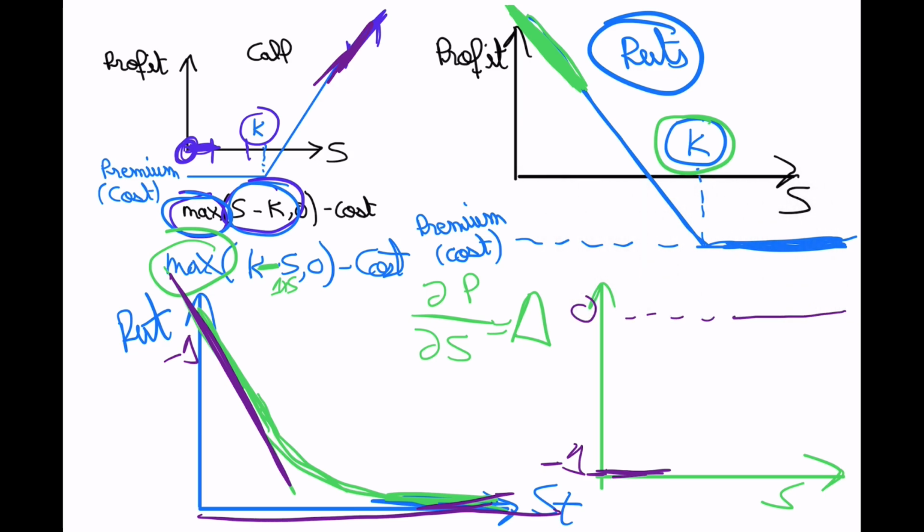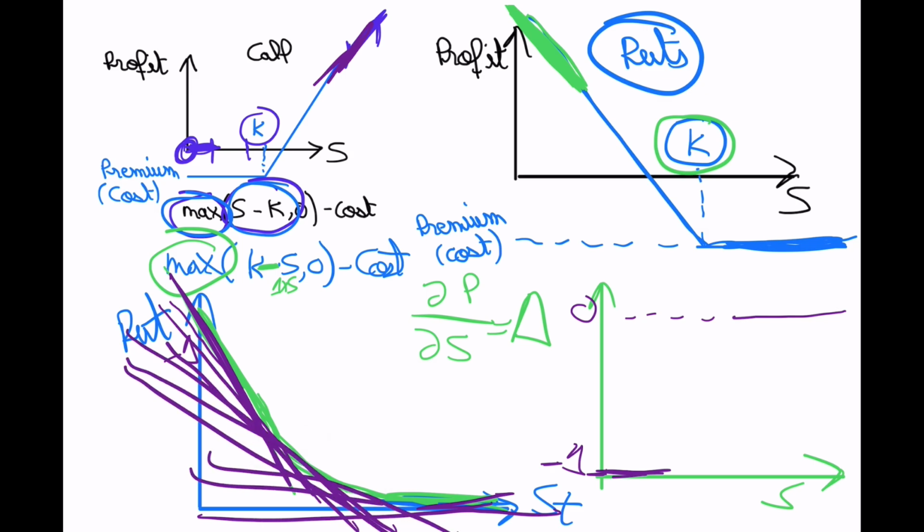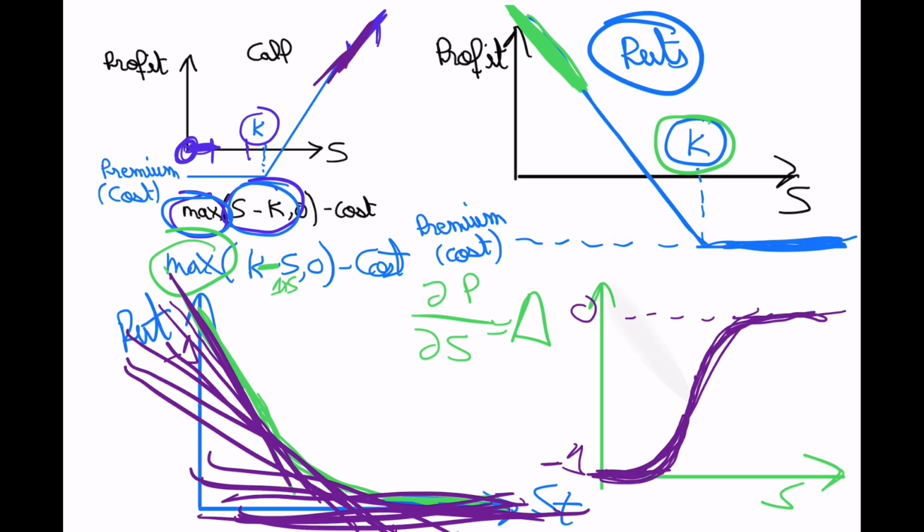Here it's 0. And in between, you see that it doesn't move much. It's like this, and then boom, here it starts moving faster. And then close to 0, it doesn't move much. And so it looks like that. And here you have your strike.